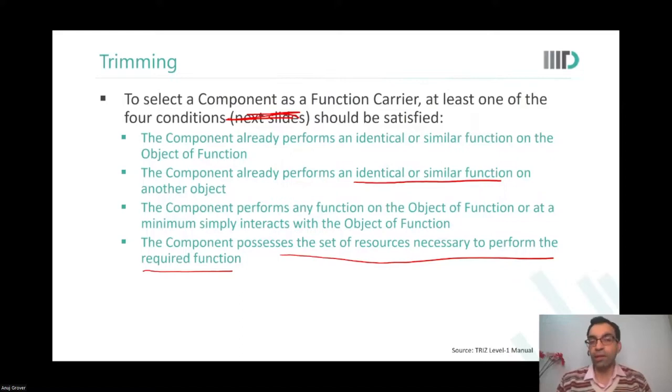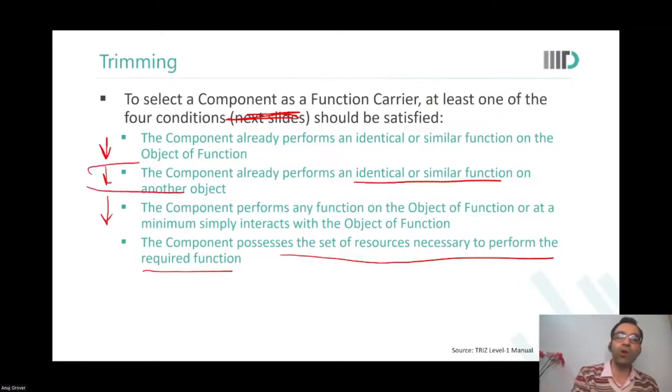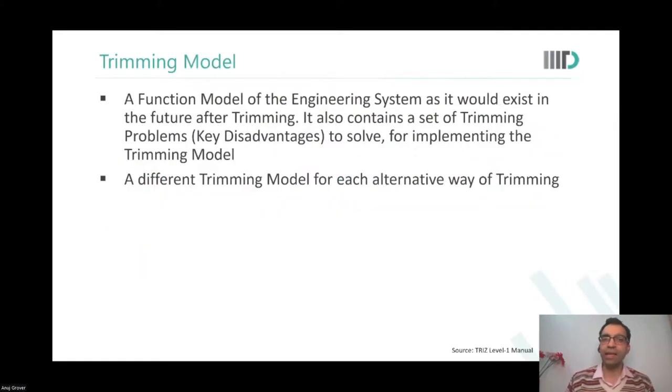Or in some cases, there may be a component that is performing any function on the object of the function. So some interaction is happening with the bristles. And then we could say that, okay, that is good enough. We will assign it the function. Or the component may possess the set of resources necessary to perform the required function. So you go from the first rule, second, third, and where you find a different component, you don't need to go further. Okay, so this is the sequence in which you will approach identifying the other component for acting as a function carrier.